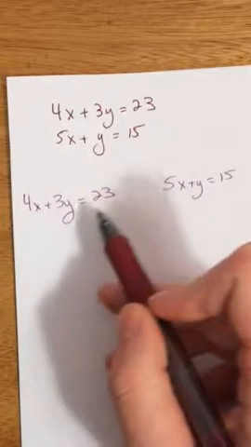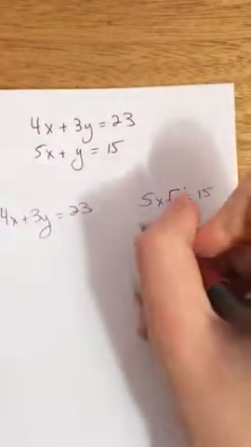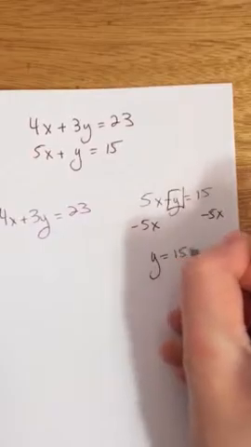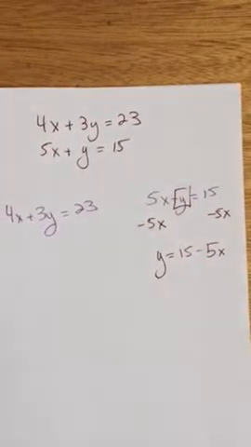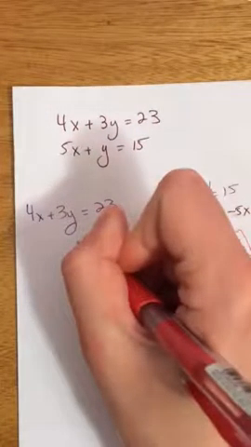So I'm not going to choose 4x, 3y, or 5x. I'm going to choose to solve for this y here. Okay. So I'm going to subtract 5x from both sides. So I get y equals 15 minus 5x. Okay. And then I'm going to substitute that y into the second equation here.